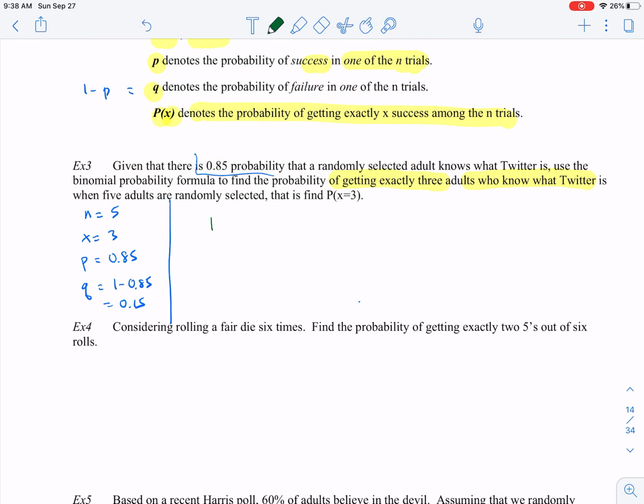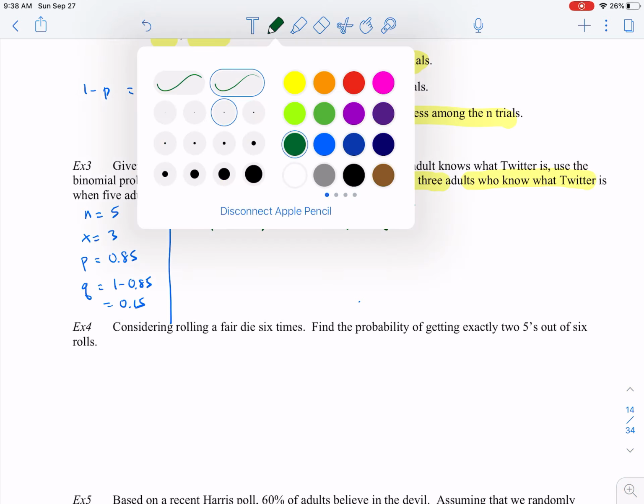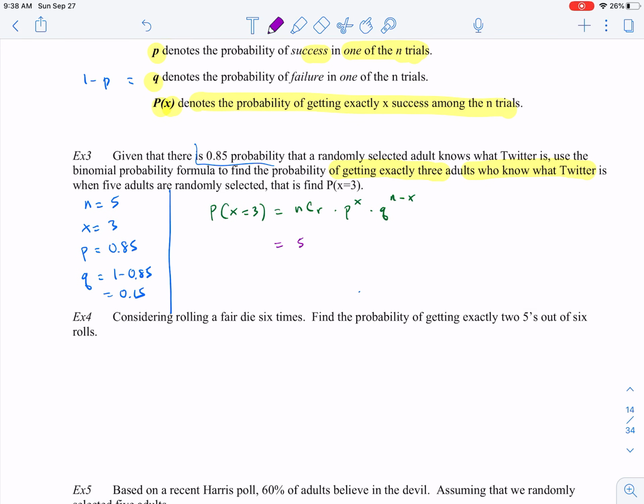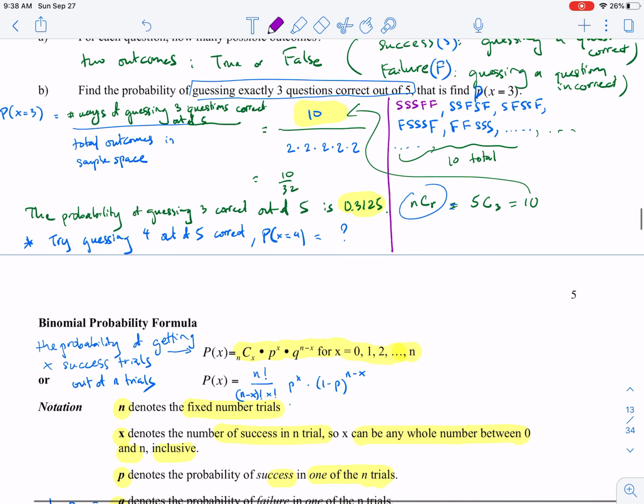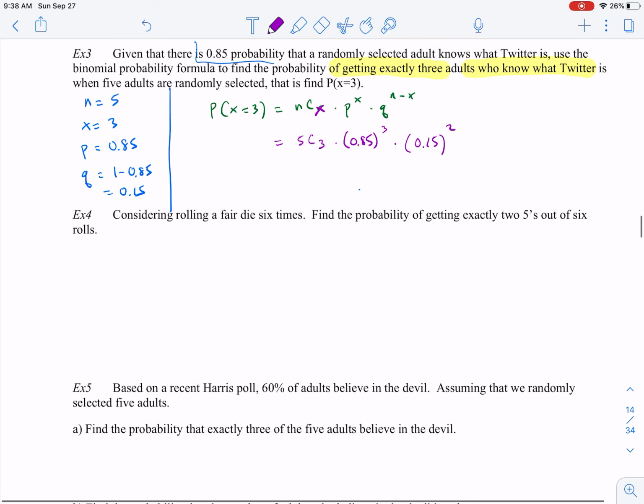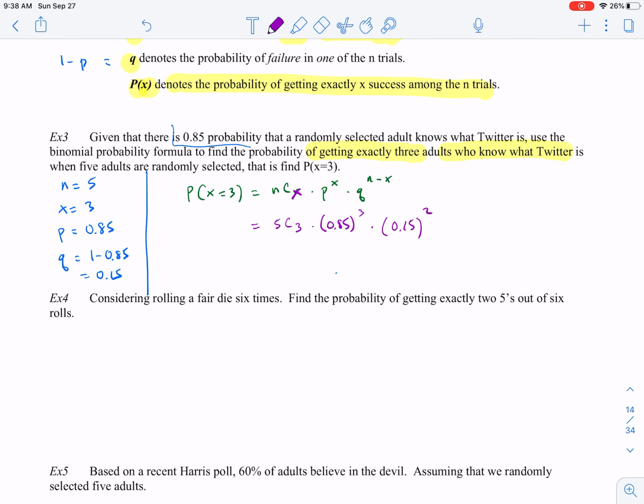So now we say, what is the probability of exactly 3 adults out of any random 5 adults that know what Twitter is? So that is NCX times P to the X times Q to the N minus X. So N is 5, X is 3. Times 0.85 to the X, in this case 3, times Q, 0.15, to the N minus X, in this case 2. So we can use the factorial breakdown as up here and figure out what 5 choose 3 is, or we can use the calculator.